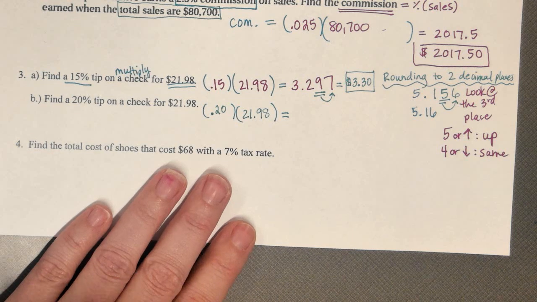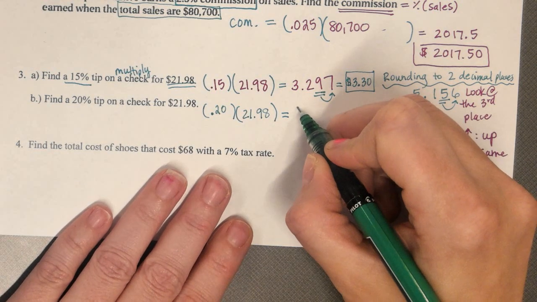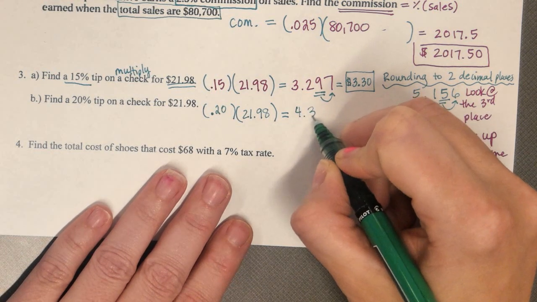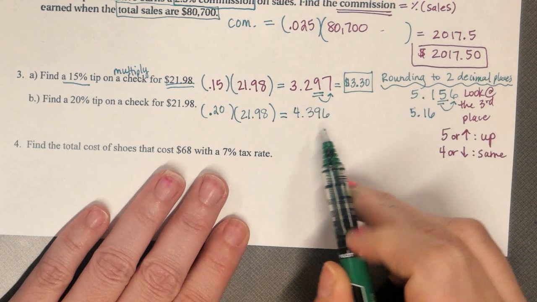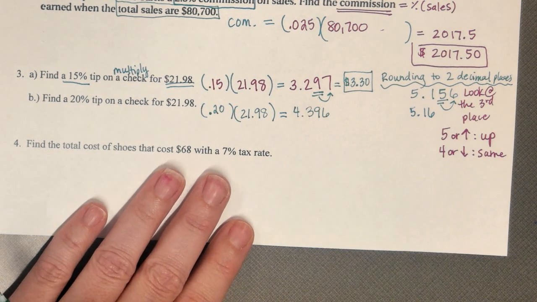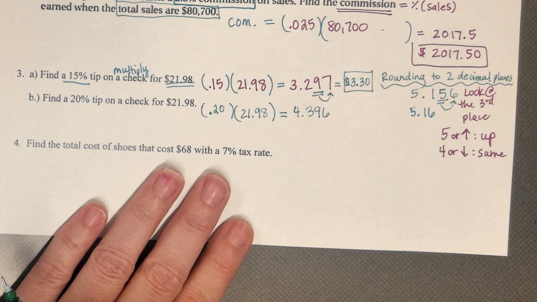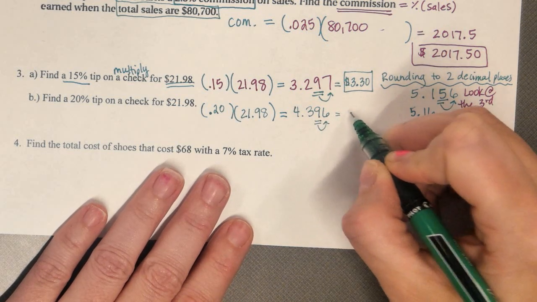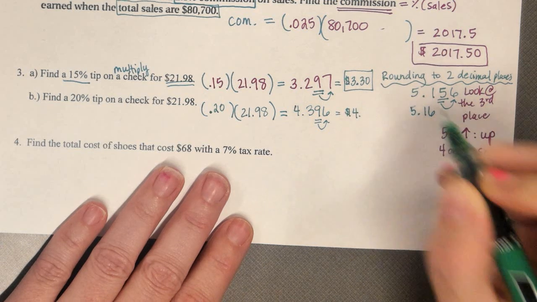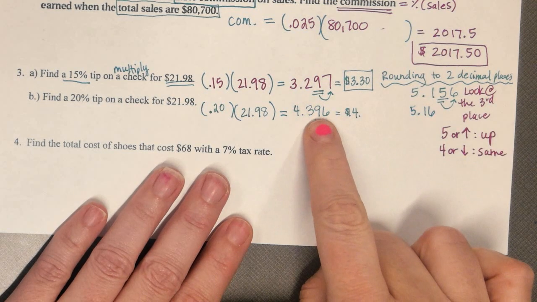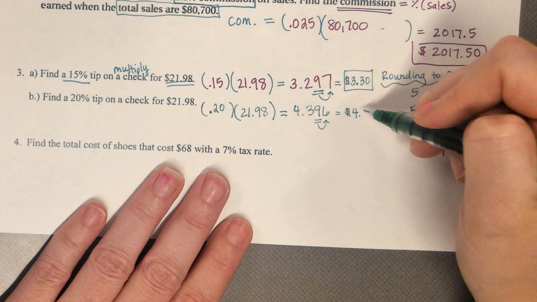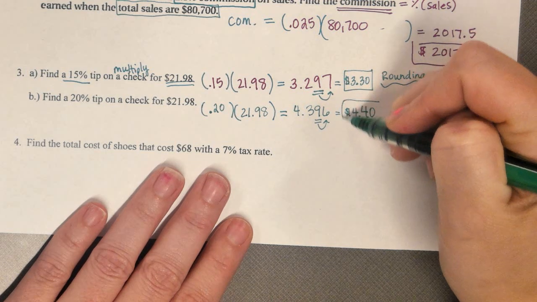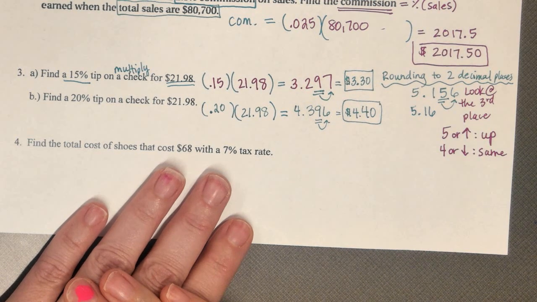Okay, and then Ken, you want to tell me what you got for your decimal for this one? 4.396. Great. So, did you guys notice this one was really similar to that one? Yeah. So, what did we round up to? Yes. So again, if this rounds up, okay, 39 becomes 40. So $4.40, okay?